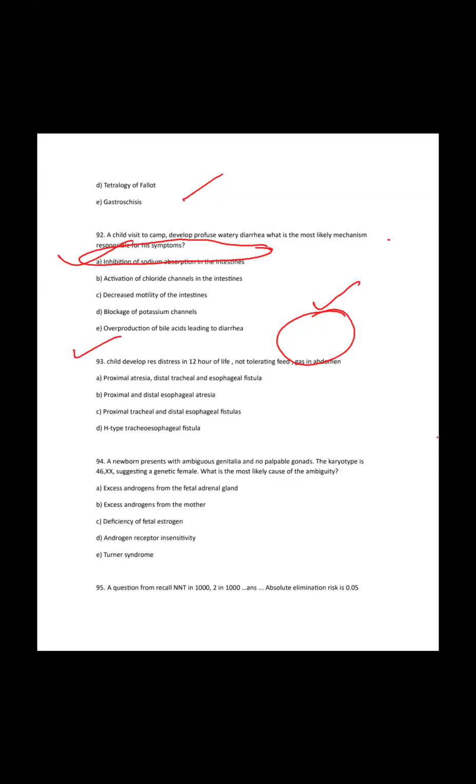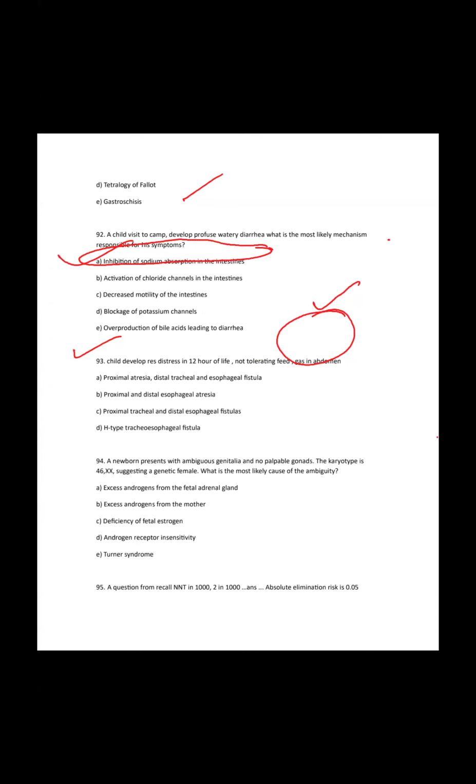A newborn presented with ambiguous genitalia, no palpable gonads. Karyotype is 46XX. What is the most likely cause? Most likely cause in this case would be excess androgen from the adrenal gland. Okay, probably the fetal adrenal glands.